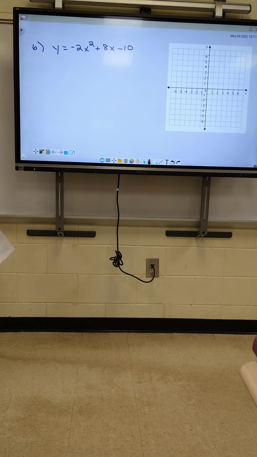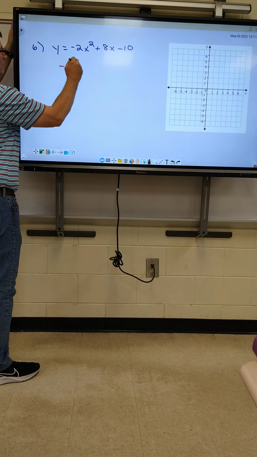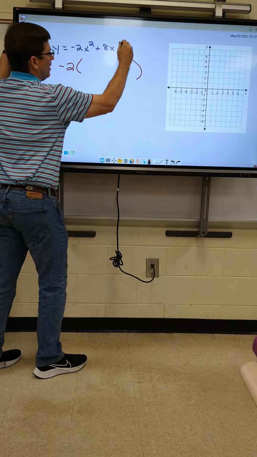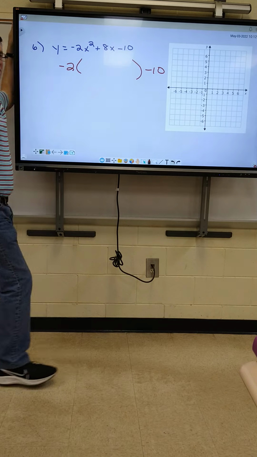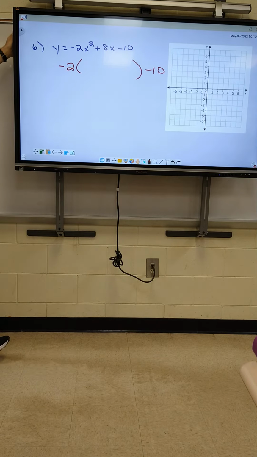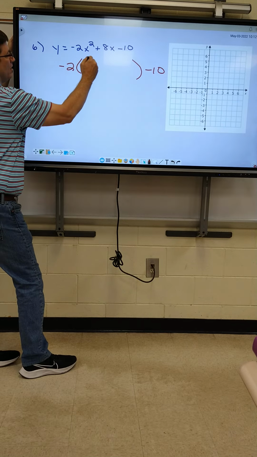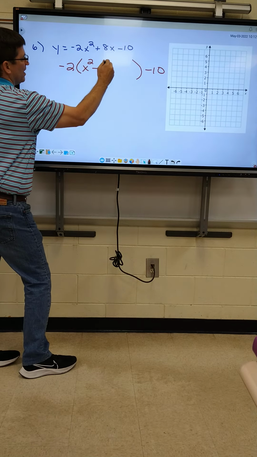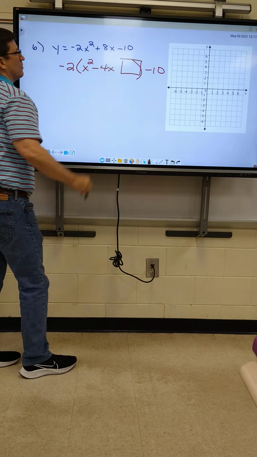All right, so number 6. Everybody look at it. What are we going to divide by on number 6? Negative 2, right? So I put a negative 2 there. I move down the minus 10 because it's not in the group, I don't divide it by negative 2. So I get an x squared. 8 divided by negative 2 is negative 4. It's in my box.